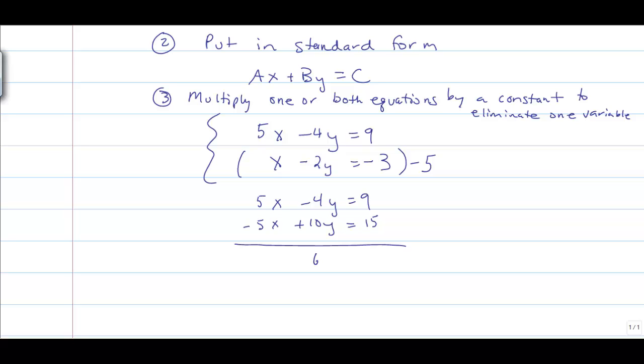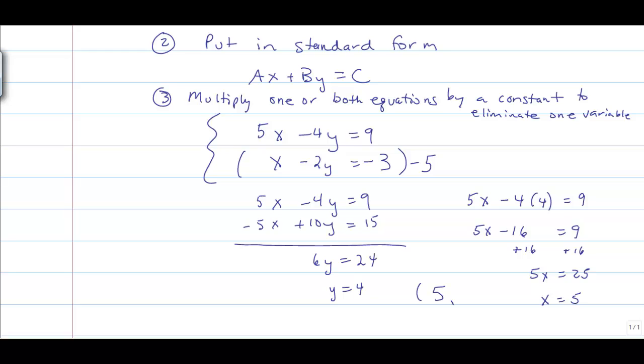So I end up with 6y equals 24. I divide both sides by 6, and I get that y is equal to 4. Again, I need to find the corresponding value for x, so I'll go ahead and use the first equation, but instead of y, I'll write the number 4, and when I do this, I find that 5x equals 25, or x is equal to 5. So the point (5, 4) solves this system of linear equations.